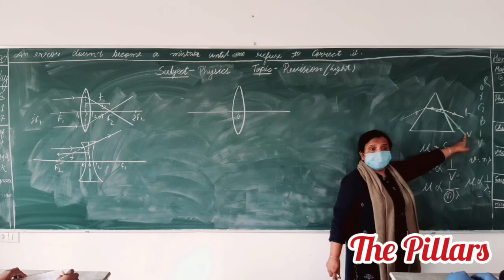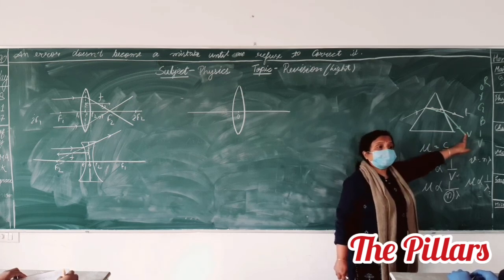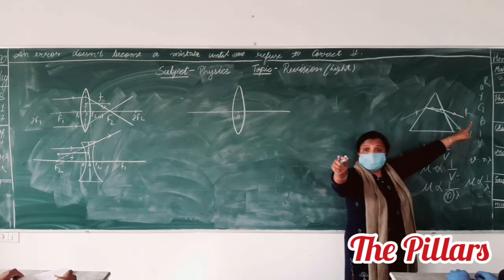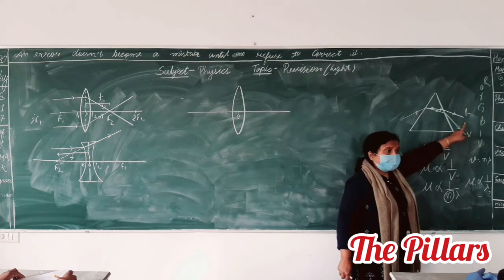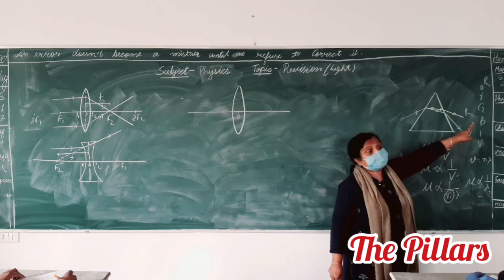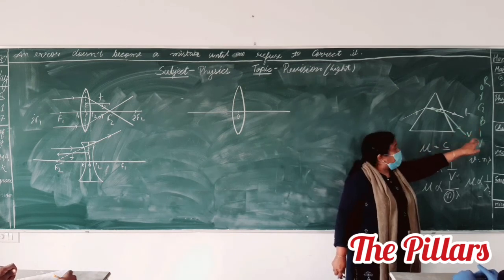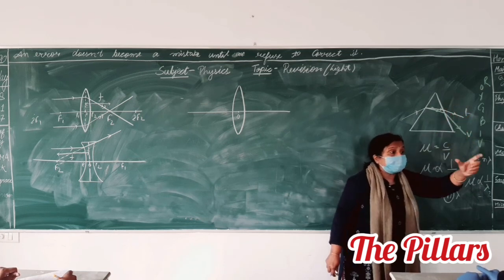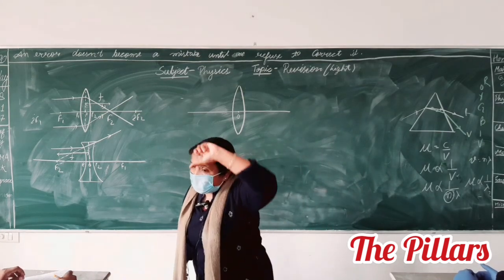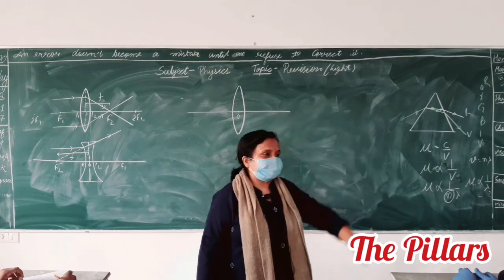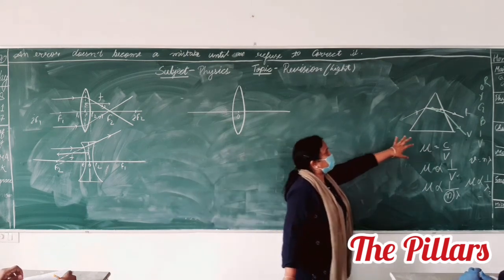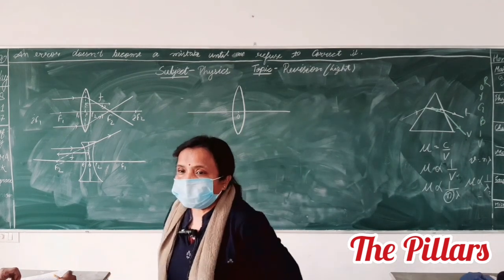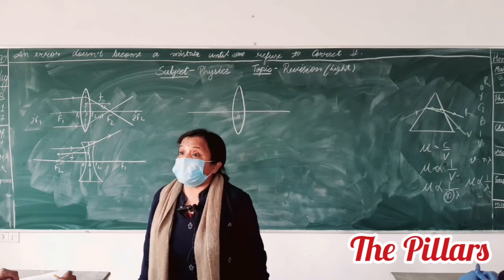In these 7 colors, whose wavelength is the maximum? Red. I have given you the spectrum also: 4,000 angstrom to 7,000 angstrom. That means red has the maximum wavelength. If red has the maximum wavelength, what about the bending? Least. That is why red shows least bending. But even though it shows least bending, it is bending towards the base. This is the general characteristic of a prism.